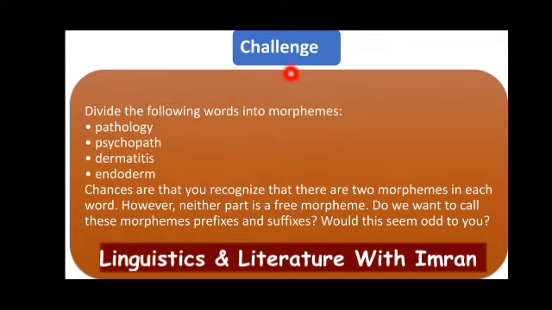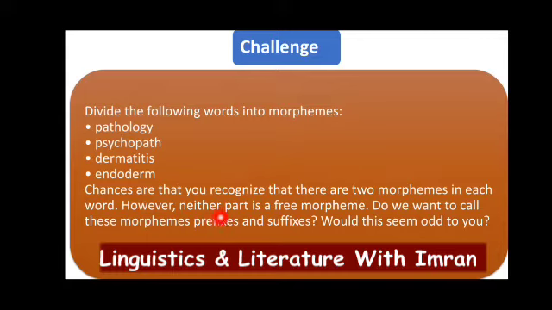So here we have a challenge for you. Divide the following words into morphemes: pathology, psychopath, dermatitis, and endoderm. How can you divide these words into pieces? You may assume that each can be divided into two parts, so we have two morphemes in each word. Chances are that you recognize that there are two morphemes in each word.